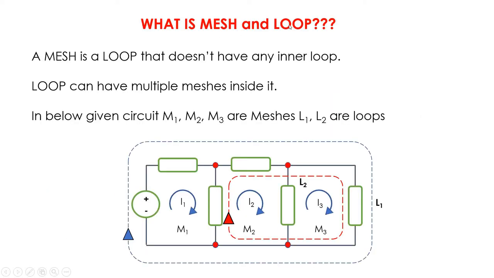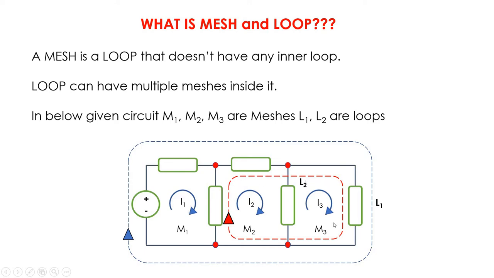So basically, what is a mesh and a loop in any circuit? If you pay your attention to this circuit here, I have drawn some loops, some closed paths like this. So basically, what we say is that a mesh is a loop that does not have any inner loop. So if you're calling a closed path a mesh, that means you cannot create any inner loop from that. So if you consider this M1, M2, and M3 closed path here, you can clearly see that in this closed path, you cannot create any inner loop inside it. So this will be called a mesh for you.